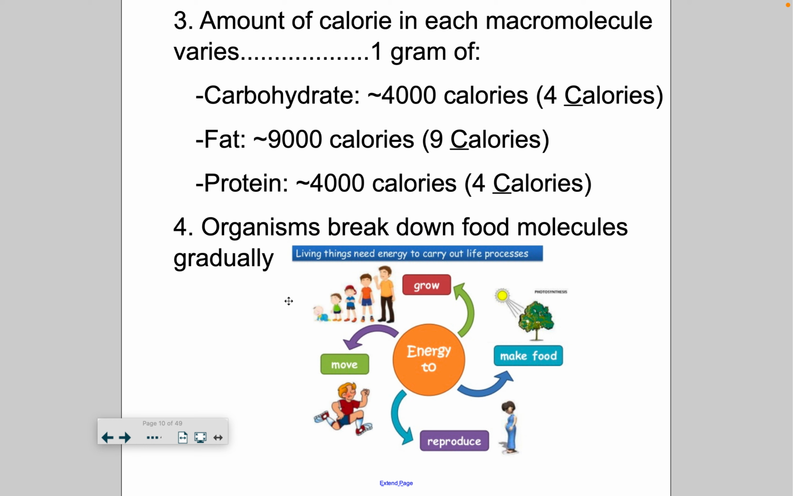Organisms break down these food molecules very gradually, because if they broke all the bonds at once, there would be combustion. That cell would erupt into flames. We need energy to carry out a lot of different life processes: to grow, to move, to reproduce, some use it to make food if they're autotrophs, but we use it in every chemical reaction our body does, the metabolism.